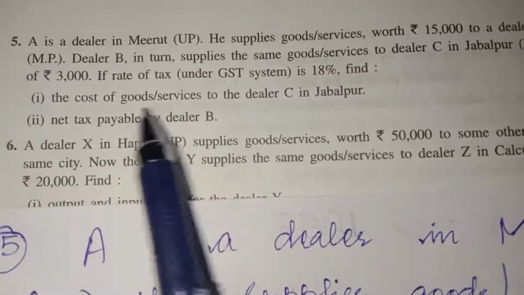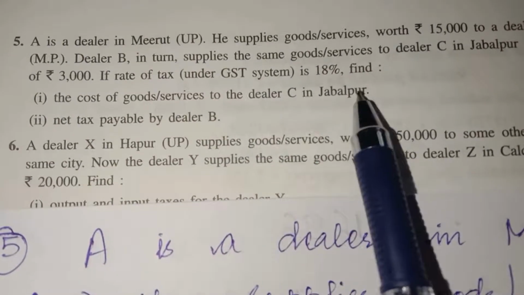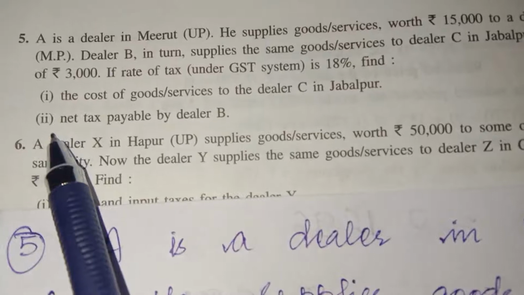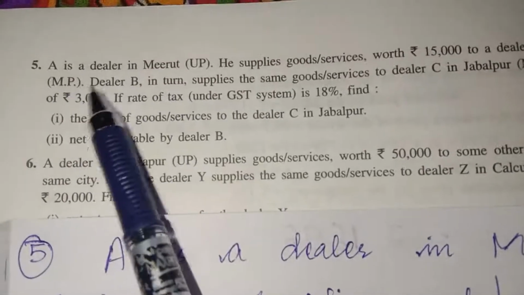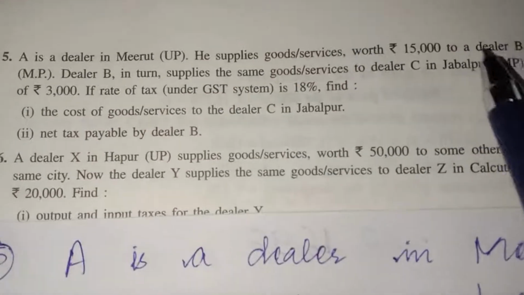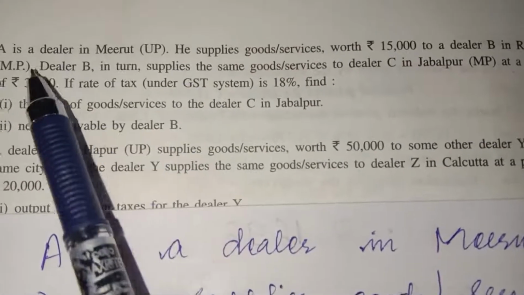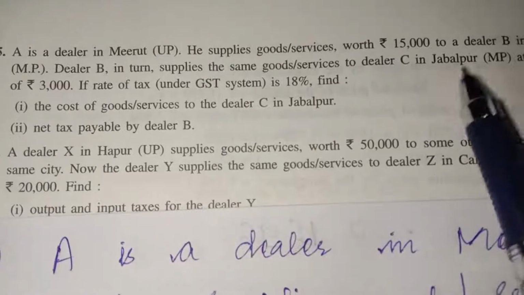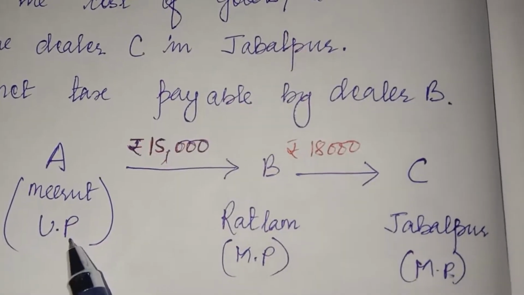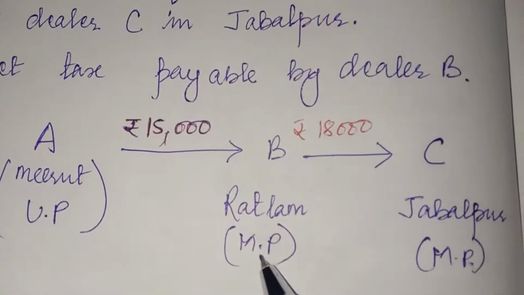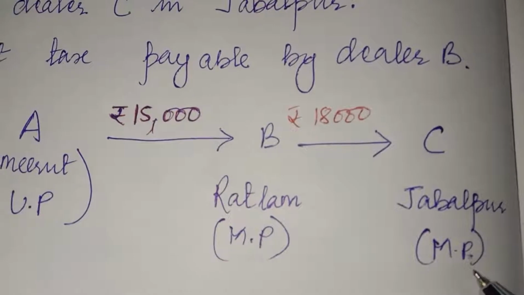First you have to find the cost of goods and services to dealer C in Jabalpur. Then number 2 you have to find net tax payable by dealer B. So first A is in Meerut, UP, then B is in Ratlam, Madhya Pradesh, then C is in Jabalpur, Madhya Pradesh. So that we have to make here. A is in Meerut, Uttar Pradesh, B is in Ratlam, Madhya Pradesh, C is in Jabalpur, Madhya Pradesh.